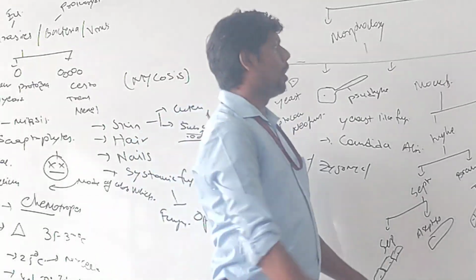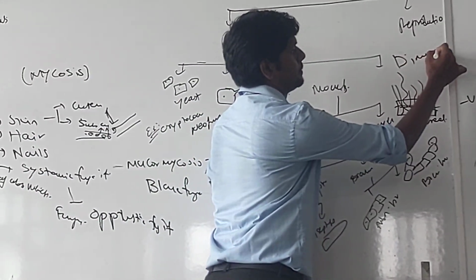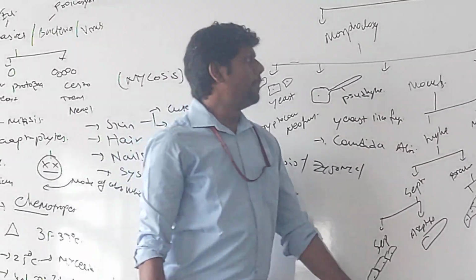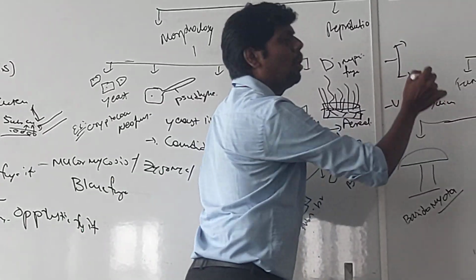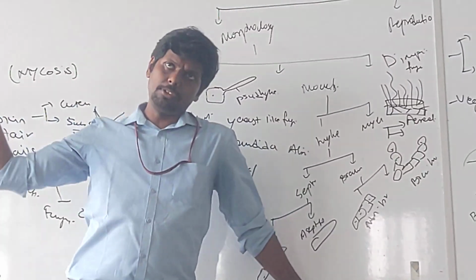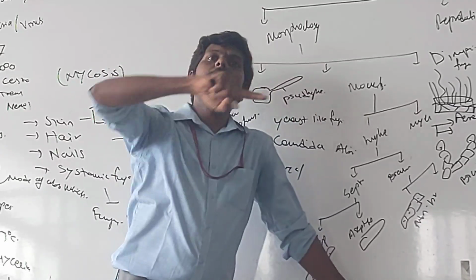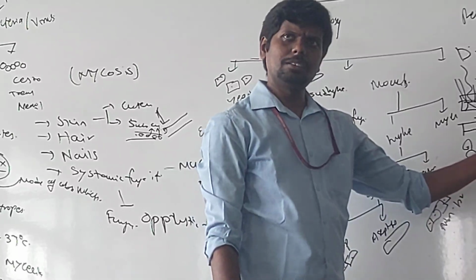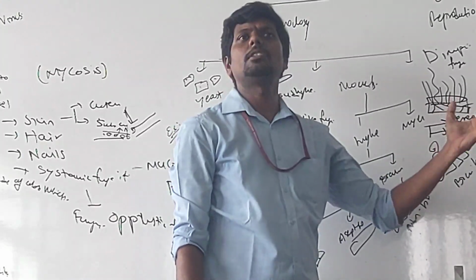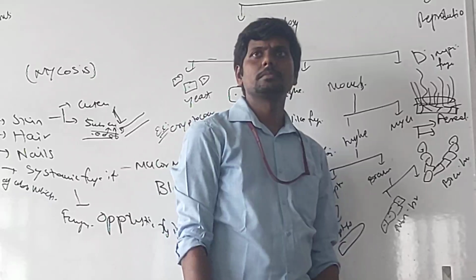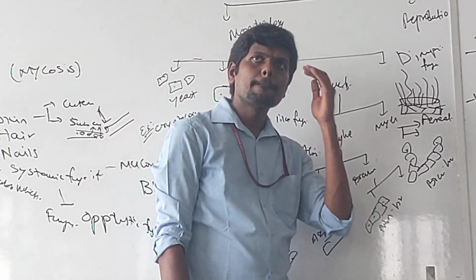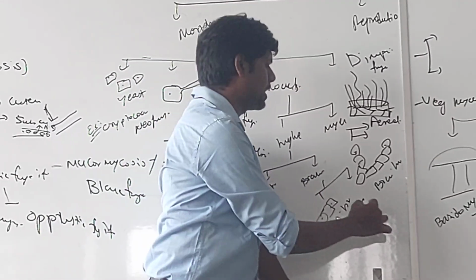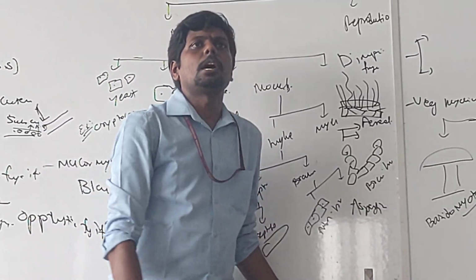Last and final, dimorphic fungus. Based on the temperature, this fungus will show both morphologies. Sometimes it will be in the yeast form, sometimes in the mold form. By the way, can you give an example of a mold fungus? Very good, Tanya. Aspergillus is an example for mold.